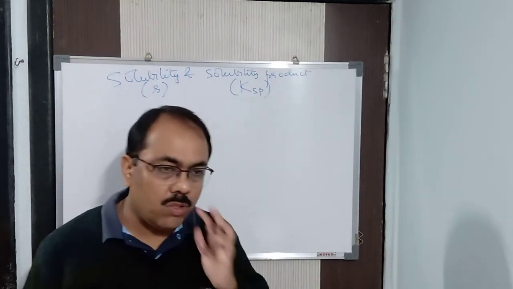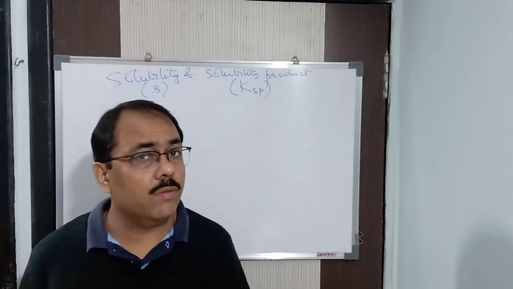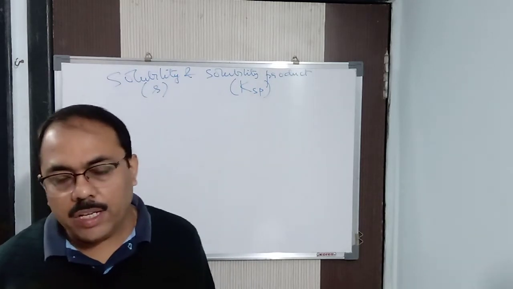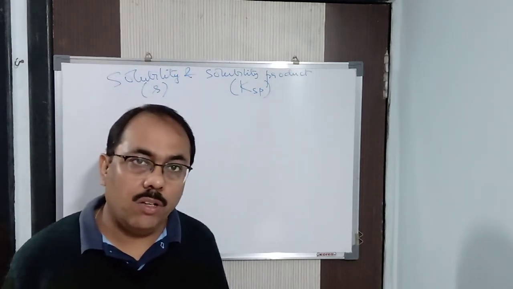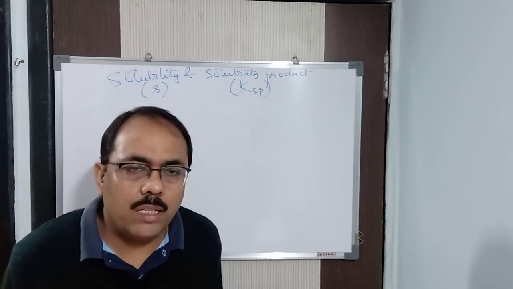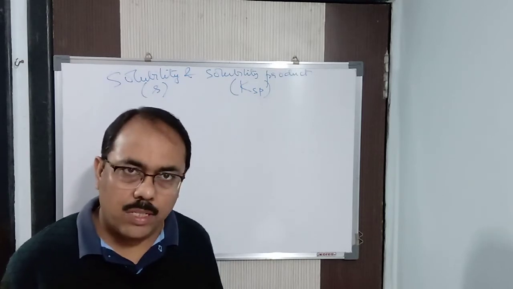Now solubility means the amount of substance dissolved per liter of the solution. That is, the unit is gram per liter. Or solubility can also be said as the amount of substance dissolved per liter of the solution, which means it can be moles per liter. Moles per liter is what? Molarity, we can say that.